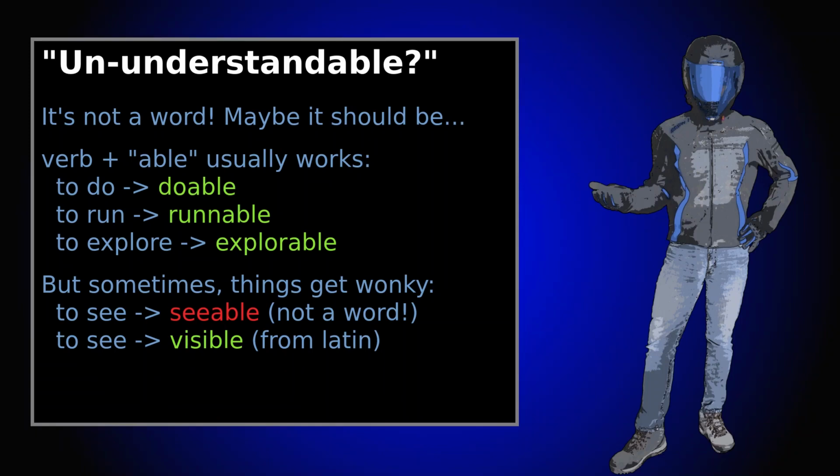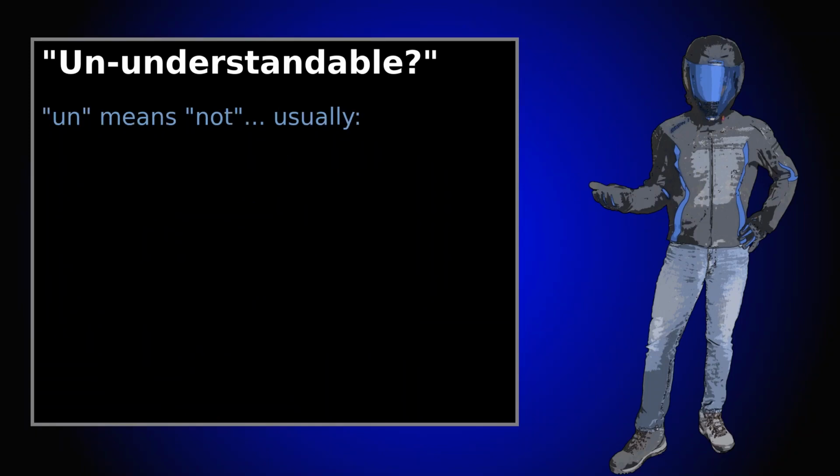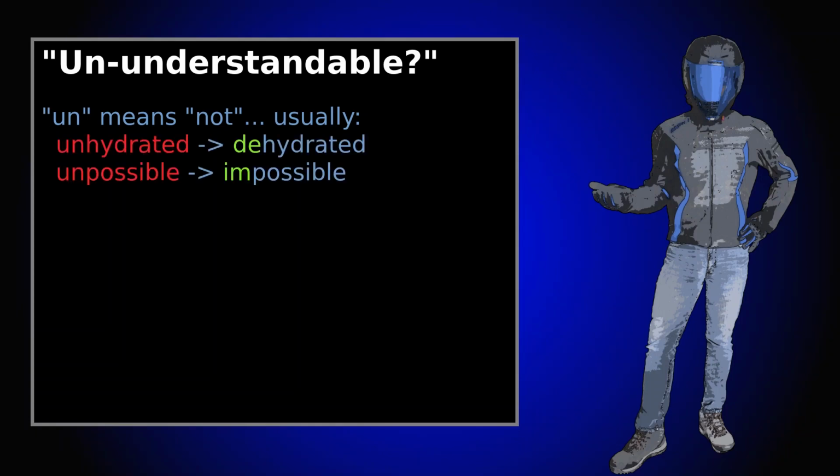Similarly, the prefix un usually means not, but there are many cases where we switch to a different prefix to form the negation. Why? We just do. You don't say unhydrated, you say dehydrated. You don't say unpossible, you say impossible. And you don't say ununderstandable. Instead, we switch to a different word altogether to form the negation. We say incomprehensible.